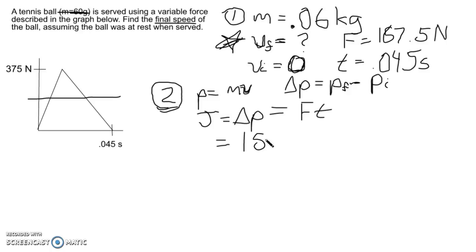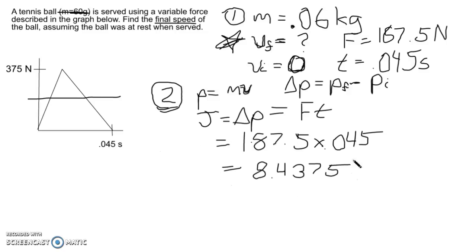What is 187.5 times 0.05? Good question, me. The answer is, give me 1 second, it's 8.4375.